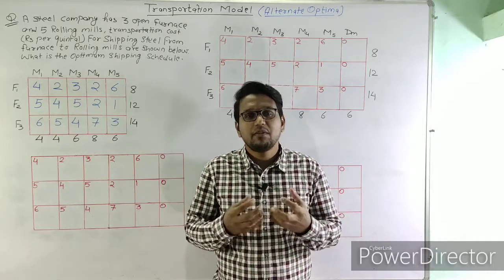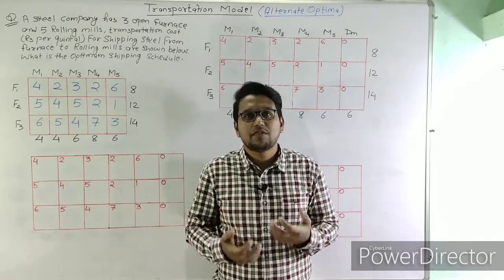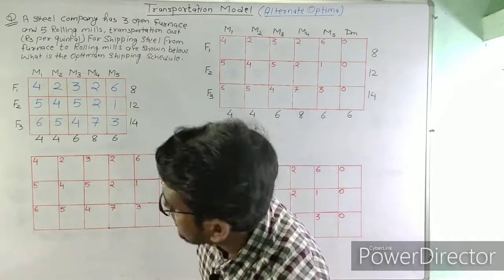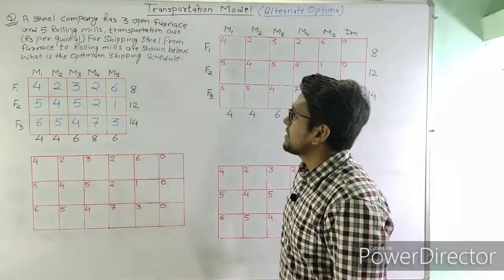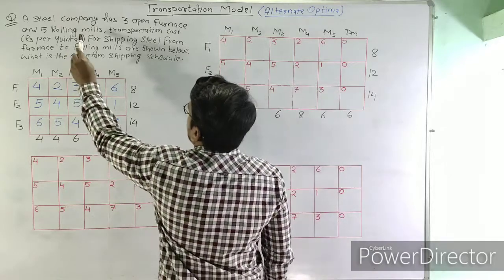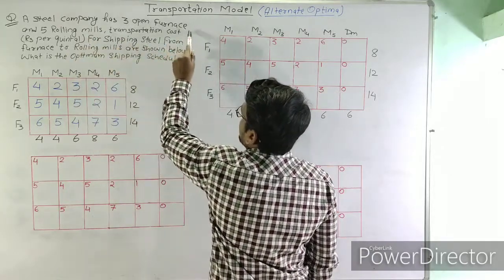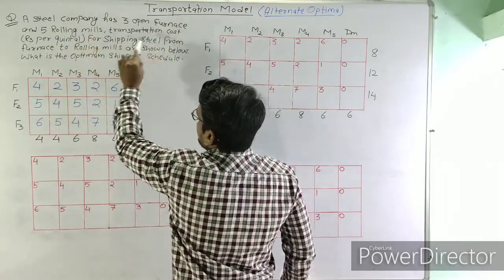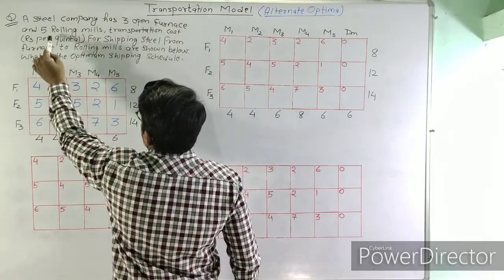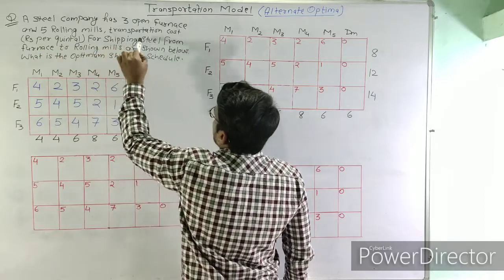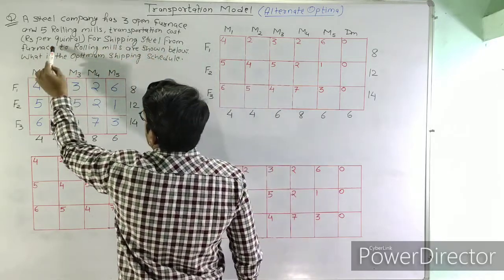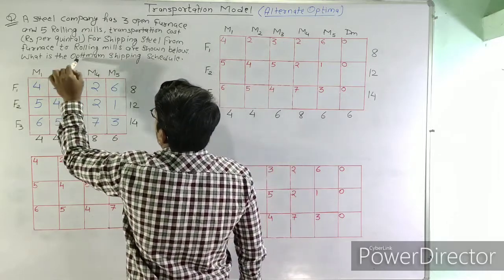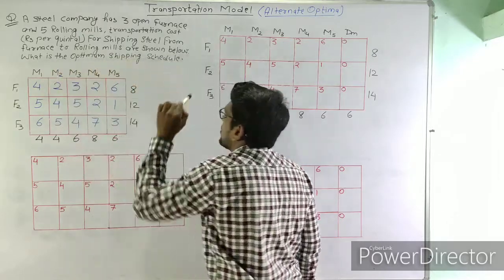So today I came up with another variety of the transportation problem. So let us quickly move on to the question. The question says a steel company has 3 open furnaces and 5 rolling mills. Transportation cost in rupees per quintal for shipping steel from furnace to rolling mills are shown below. What is the optimum shipping schedule?